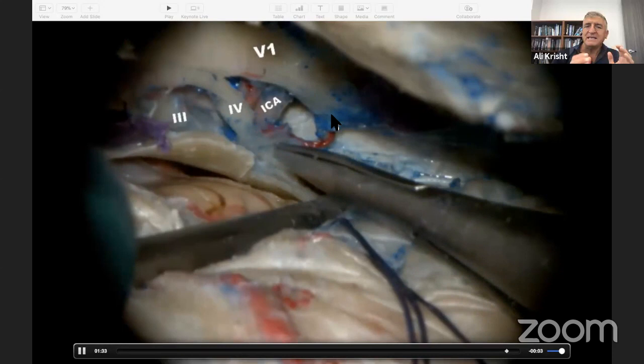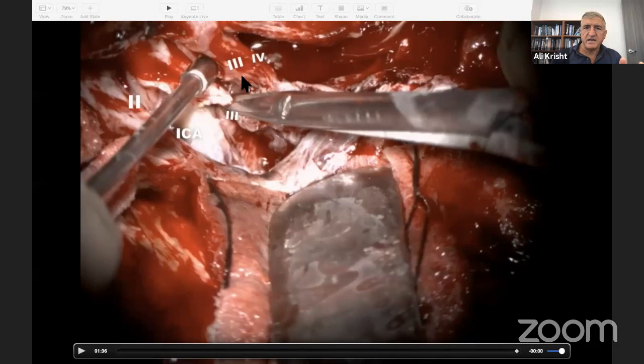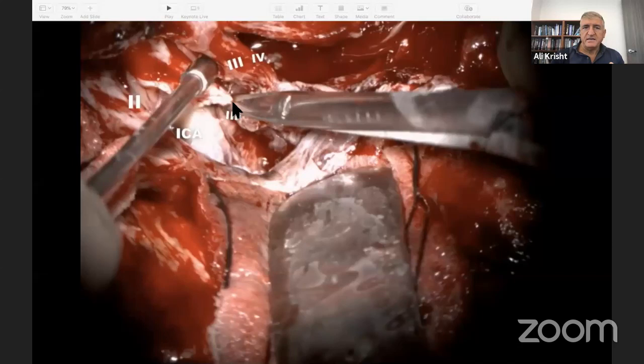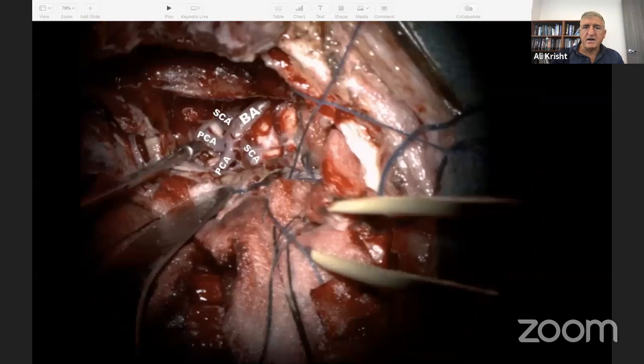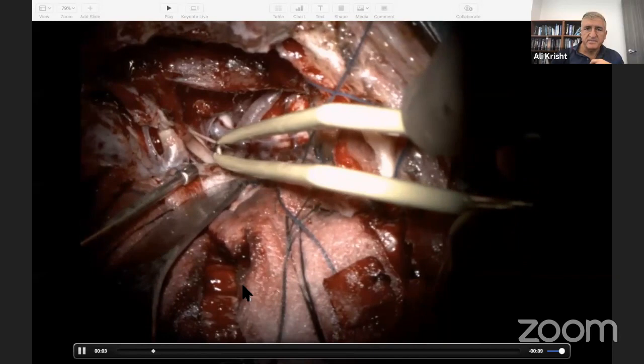So I'm cutting, look at this third nerve here. You see how distorted it is. So this is easy to miss, but in this case, I could see it intradurally. And now, once we finish, you can see the anatomy completely clear. And that's the carotid, the fourth nerve, third nerve, opposite third nerve.